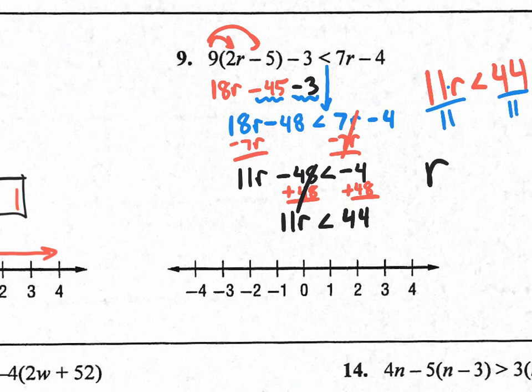R is, do we keep the sign or flip it? We keep it because we didn't divide by a negative. 44 divided by 11 is 4. So this says r is less than 4.